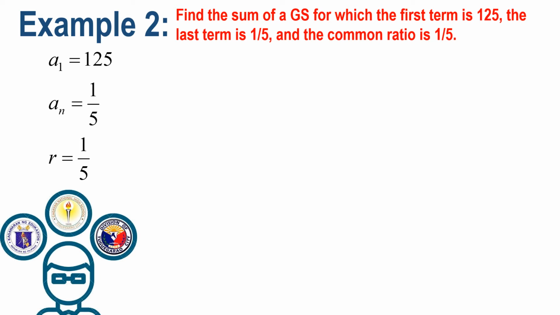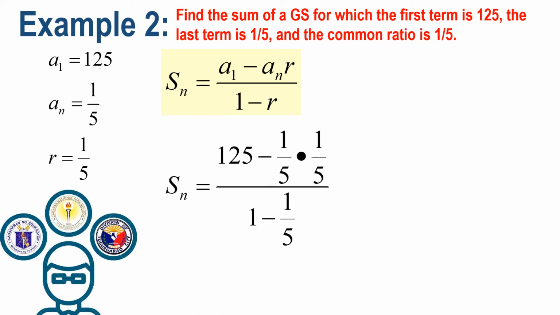The number of terms is not given, hence we are going to make use of the formula (a sub 1 minus a sub n r) all over (1 minus r). Now, plugging everything into our formula, we have (125 minus 1/5 times 1/5) all over (1 minus 1/5). Now, 125 minus 1 over 25 will give us 3,124 over 25, and 1 minus 1/5 in the denominator will give us 4 over 5.